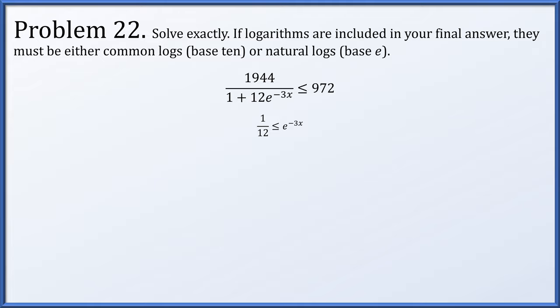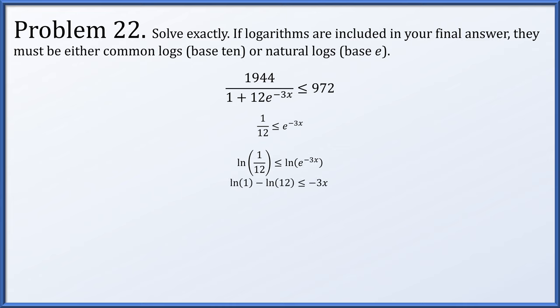So from our original expression, we now have the equivalent expression. 1/12 is less than or equal to e to the minus 3x. We have e to the minus 3x, and we're attempting to get x by itself. Our tool for bringing variables out of exponents is logarithms. And since we have a base e, I'm going to use the natural logarithm. Natural logarithm is an increasing function, so I can apply it to an inequality without worrying about changing the direction of the inequality. So now we have the natural log of 1/12 is less than or equal to the natural log of e to the minus 3x.